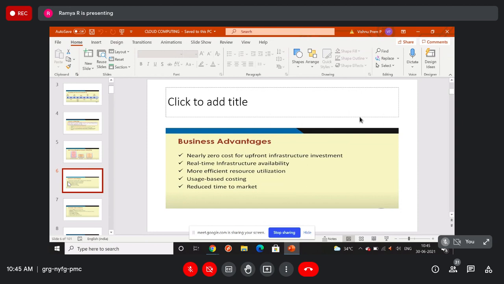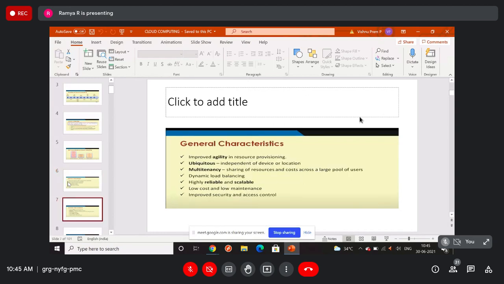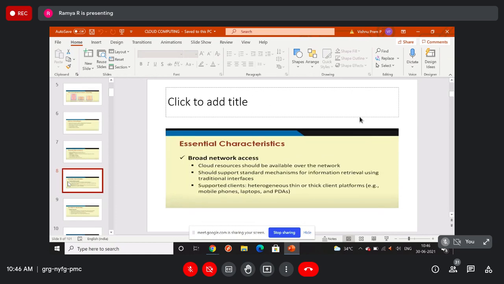So real-time infrastructure availability, more efficient resource utilization, usage-based costing, reduced time to market. Next are some general characteristics: improved agility, ubiquity, multi-tenancy, reliability, and next, low cost and improved security. So these all things are possible with the cloud. And next we see some of the essential characteristics.